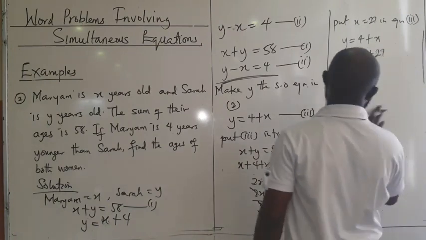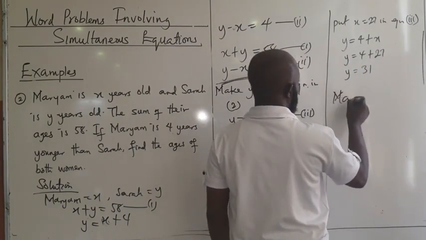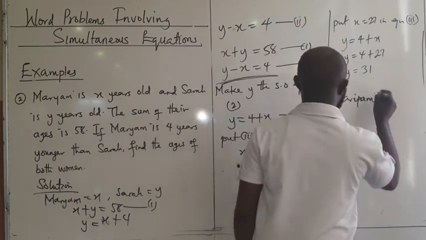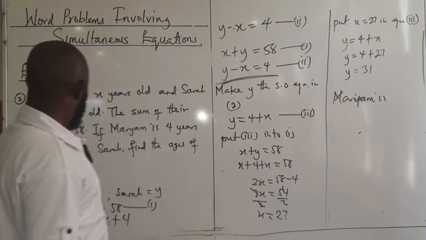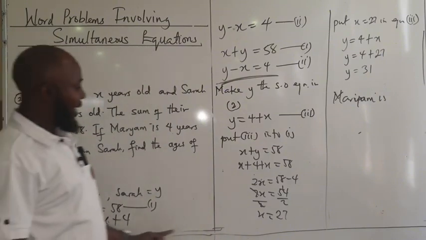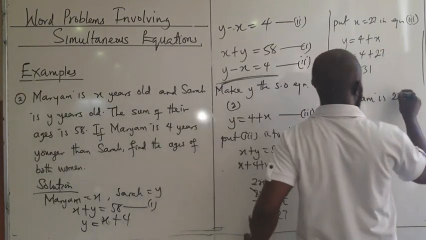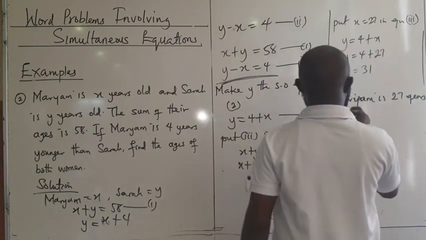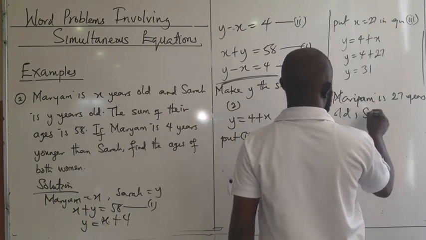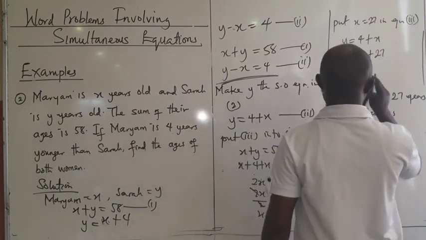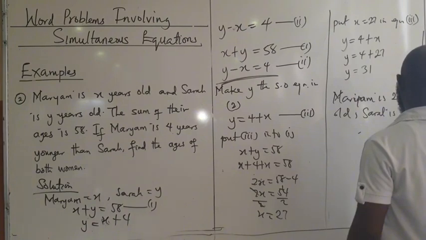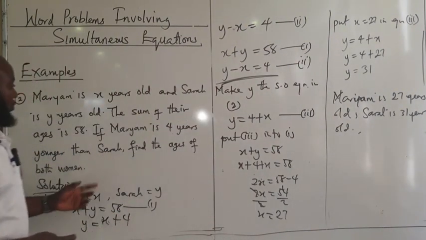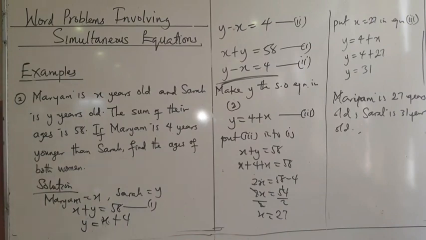So we can then say that Mariam, what will be the age? Don't forget, Mariam is X. So Mariam is 27 years old. Y, Sarah, is 31 years old. I hope that's very clear. So that is how to solve this one. So let's look at 2 more examples before we end the video.